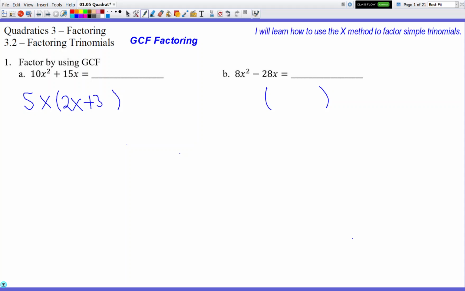Yeah, what number and what letter can we put on the outside? So what divides into 8 and 28 nicely? Okay, and hopefully you say 4. And if you did, that's very good. 2 works also, but that's not the biggest number possible.